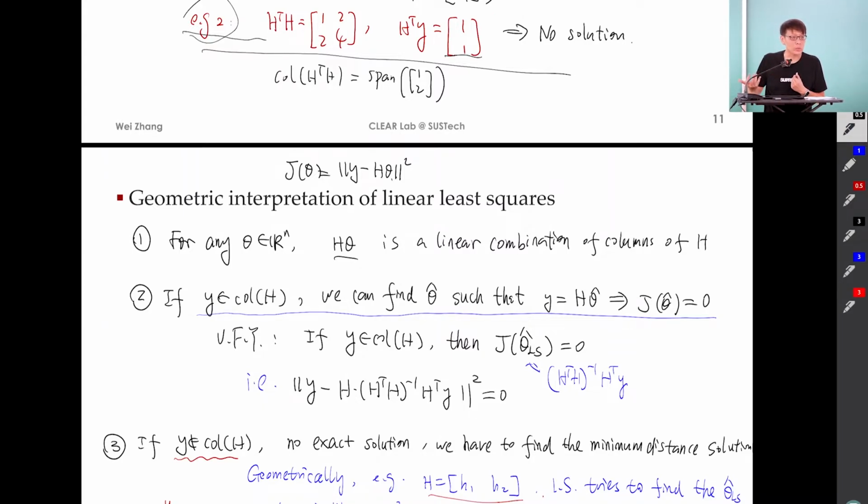They may admire you, but you feel that's easy, right? It's nothing to be admired. H times theta is a linear combination of columns of H. If you remember that, everything else should follow. So it's almost like an exercise of what we emphasize: linear combination, linear combination, linear combination, okay? That's the key for linear algebra.